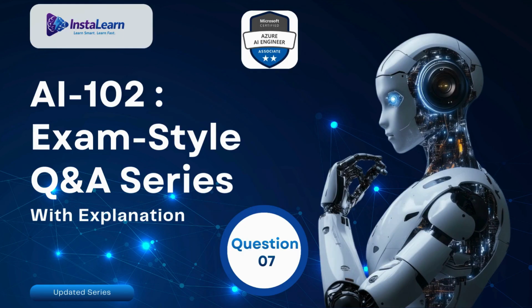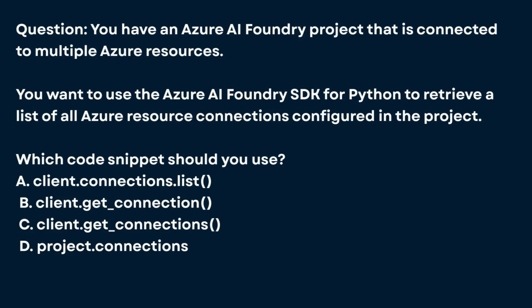Here's question 7. You are working with an Azure AI Foundry project that connects to multiple Azure resources. You want to retrieve a list of all Azure resource connections by using the Azure AI Foundry SDK for Python, using the least amount of code possible. The question is, which code snippet should you use?